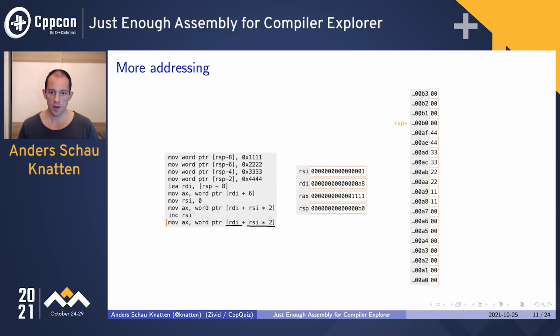So we have RDI, which is pointing over here, and then we add 2, we get over here, and we execute that, and now we get the second element into RAX.